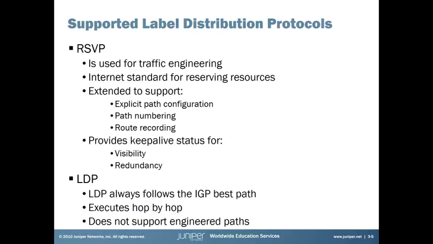Path numbering and route recording, so you can record the path that traffic takes as it transitions the label switch path. Route recording. It also provides keep alive status for visibility and redundancy. LDP always follows the IGP best path, executes hop by hop, and does not support engineered paths. It does have a use, which we will get into much later.